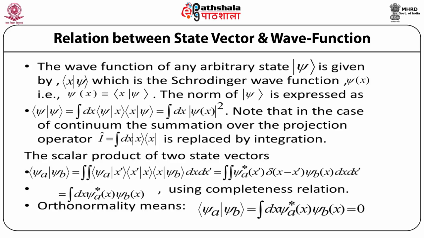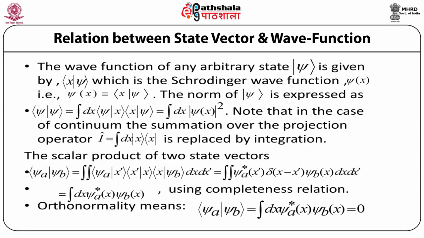The norm of the arbitrary state psi is expressed as bra vector psi ket vector psi, which is equal to the integral over dx of bra vector psi ket vector x bra vector x ket vector psi, which is equal to the integral over dx of the square of the modulus of the wave function psi x, where we see that the state vectors x are normalized. Thus, the norm of psi is given by the integration over dx of the square of the modulus of the wave function psi x.